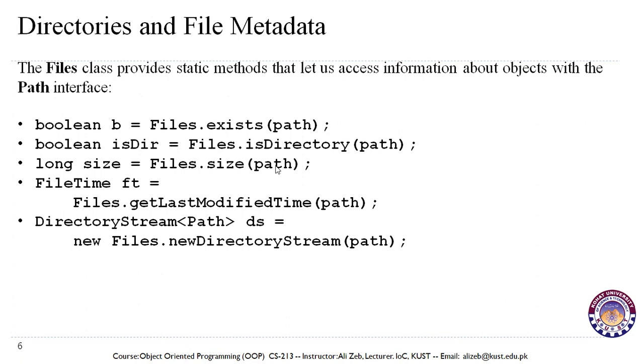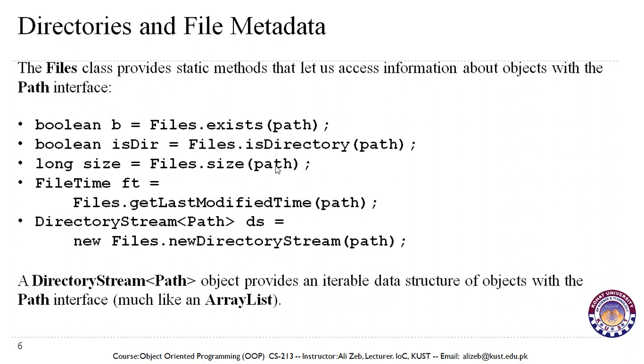We also have DirectoryStream, a kind of collection like an ArrayList, where a DirectoryStream object provides an iterable data structure of objects with the Path interface. So for example, if you want to store a list of paths or directories, you can use a DirectoryStream, and it works like an ArrayList, so you can store multiple paths in this object.